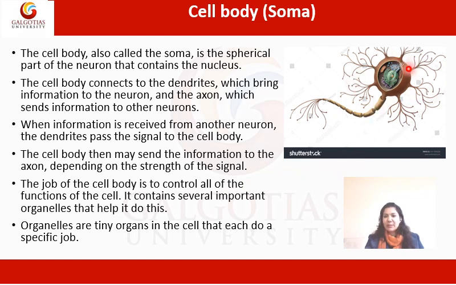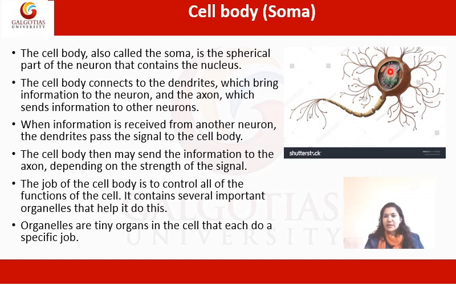Here in this diagram, the spherical structure is called the cell body, and in it there is a nucleus and the small organelles which do the specific jobs a cell can do in other structures also.